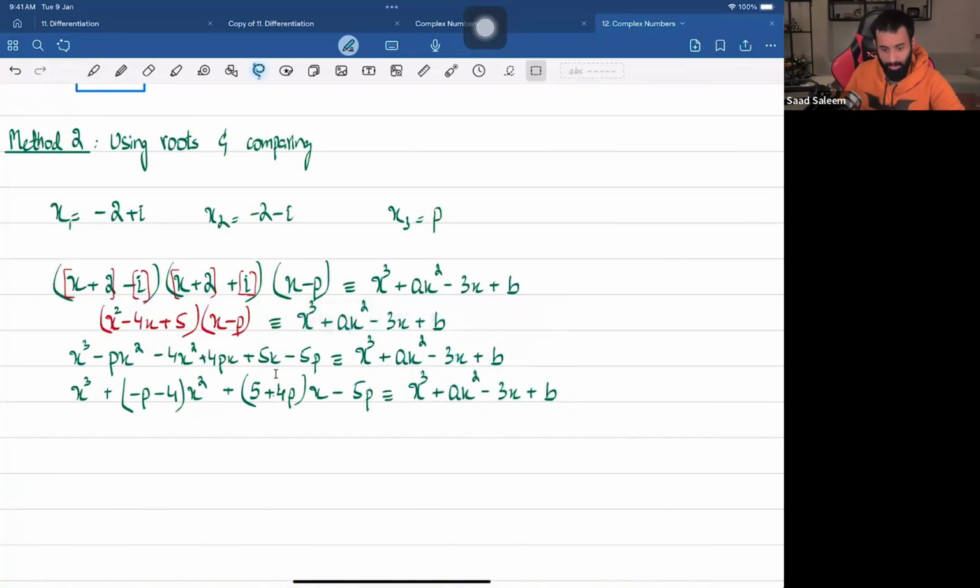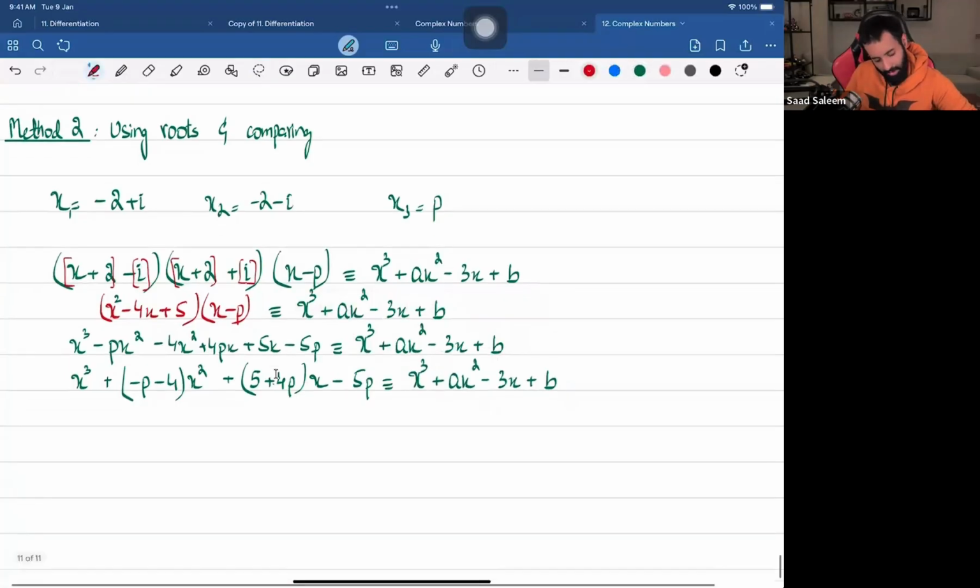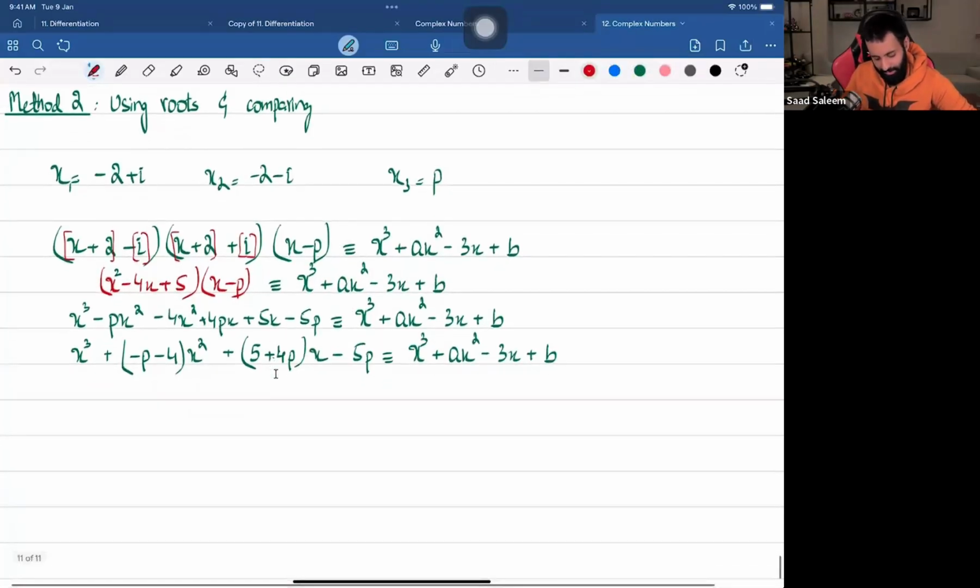Okay, what do we do now? This is the point where we compare. So let's see what it is that's worth comparing. What's worth comparing is the coefficient of x, 5 plus 4p, which is equal to what? Which is equal to minus 3. So 5 plus 4p is equal to minus 3.